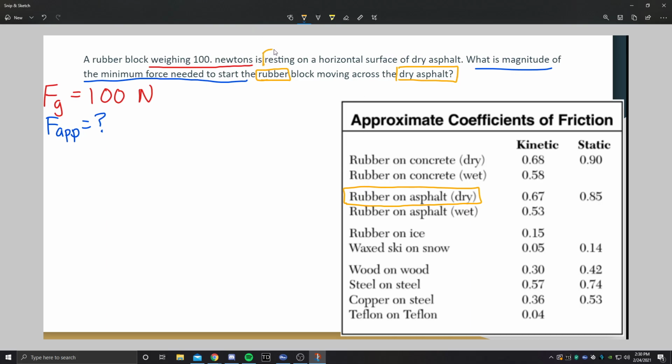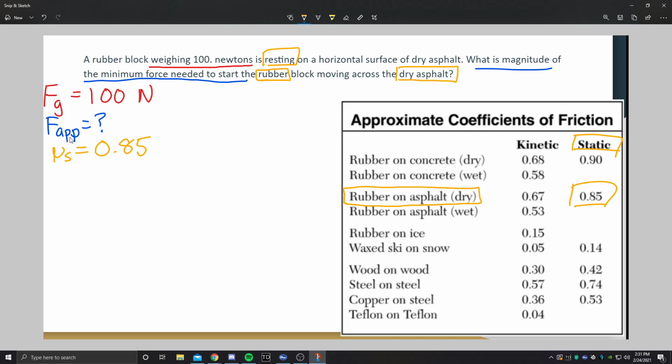And the object is initially resting. So the frictional force that you're going to encounter here is static friction. So we're going to work with this coefficient of static friction here. So we're going to use the static friction version of your coefficient of friction. So you get 0.85.